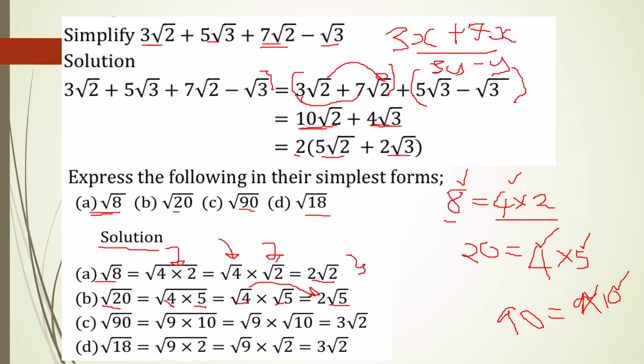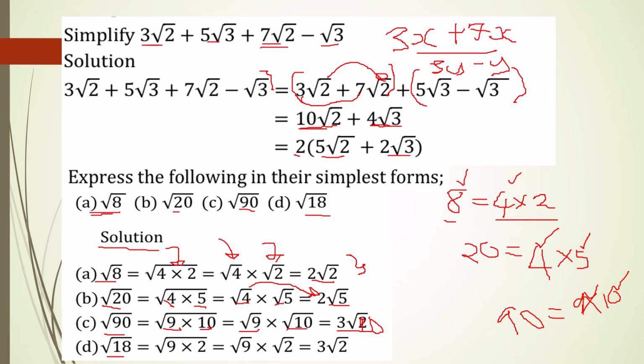Proceeding to root of 90, you can see that 90 has a multiple of 9, which is a square number. So we find any other number we can multiply 9 with to get 90, and it's going to be 10. We separate the roots, so it's going to be root of 9 times root of 10. After that, root of 9 is the same as 3, and root of 10 is going to remain the same. So here we made a mistake. It's not supposed to be root of 2, but it's supposed to be root of 10.